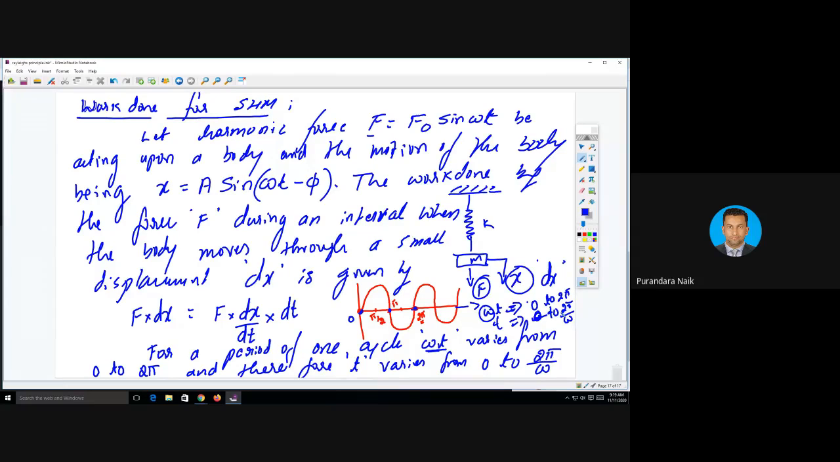Because we know the range 0 to 2 pi by omega, and we know the work done equation, that is F into dx by dt into dt, for a small distance dx, we can find out the work done for one cycle.